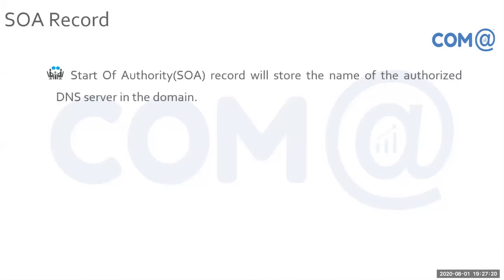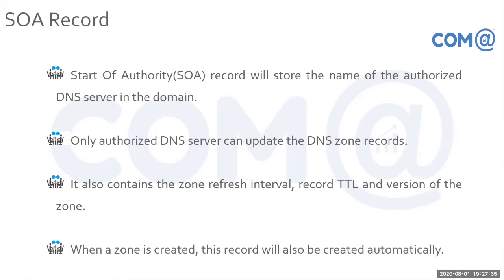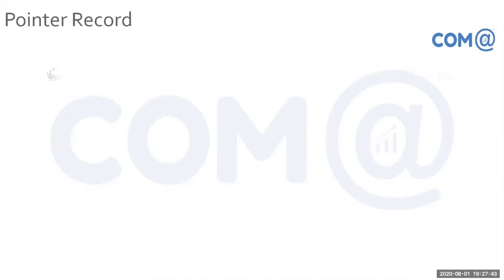And further explaining about the start of authority record. The start of authority record will store the name of the authorized DNS server of that particular domain. And only the authorized DNS server can update the DNS resource records. It also contains the zone refresh interval, record TTL, and the version of the zone. When a zone is created, this record will be created automatically.